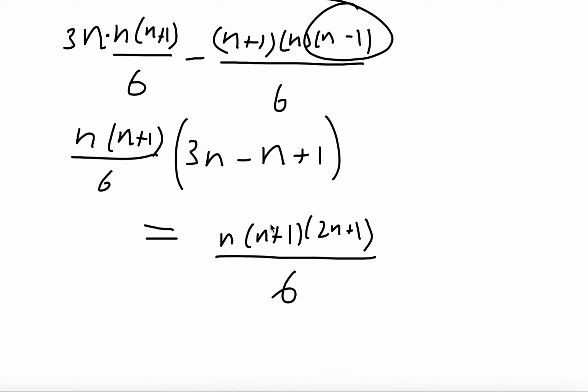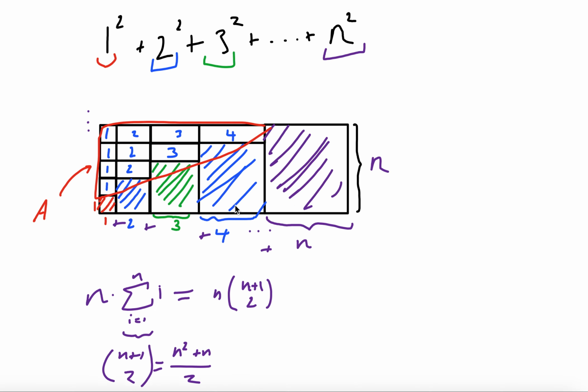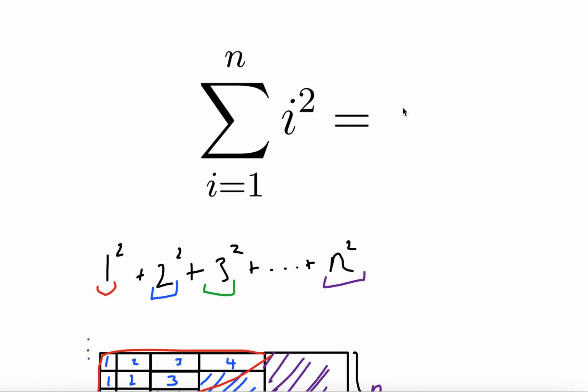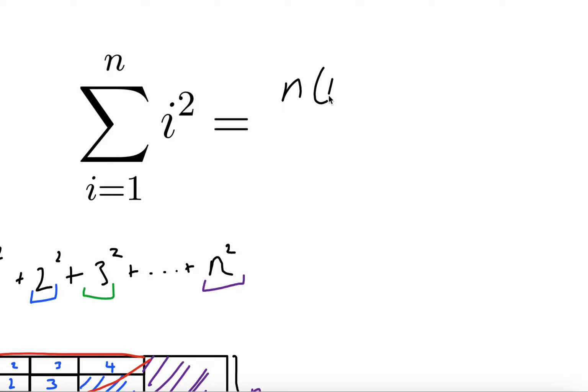And there you have it, folks. That is the sum of the first n squares with a visual proof. I really like this proof personally, so I'm going to put this down as the answer. So you have n times n plus 1 times 2n plus 1 over 6.